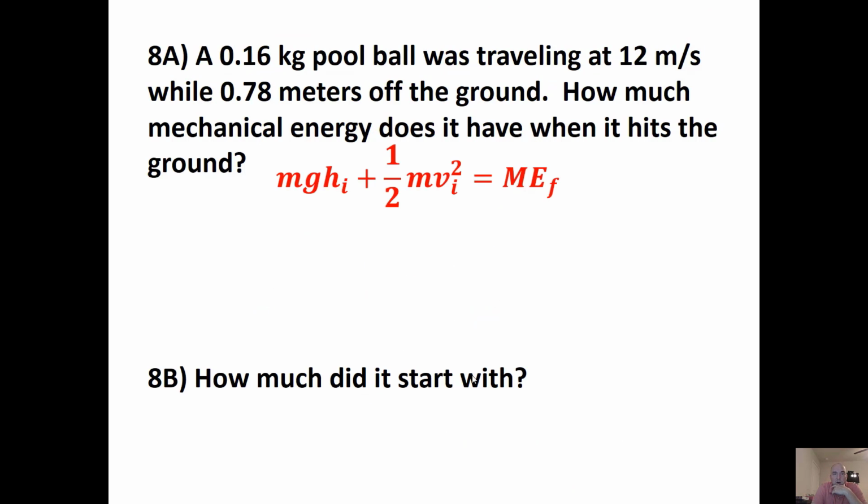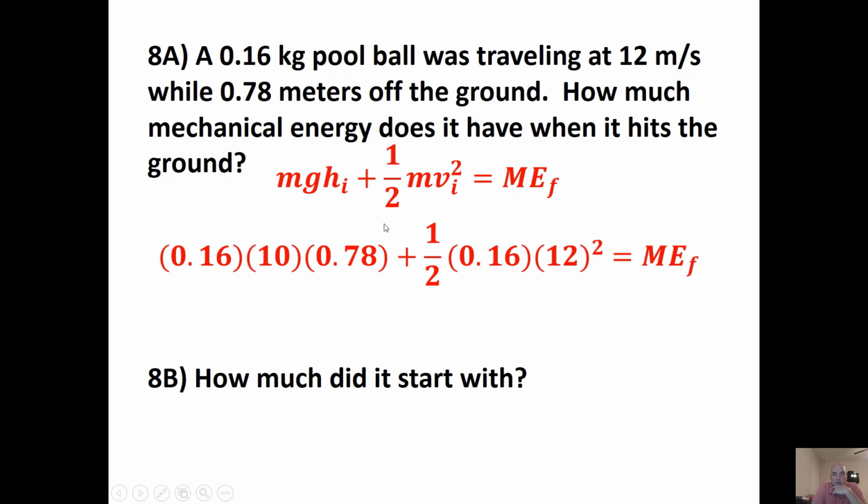Okay, we have a pool ball. It's flung. We're asked for mechanical energy when it hits the ground. It is off the ground at the beginning, and it is moving at the beginning, so we're going to break these down as far as we can go, into your potential energy and your kinetic energy.